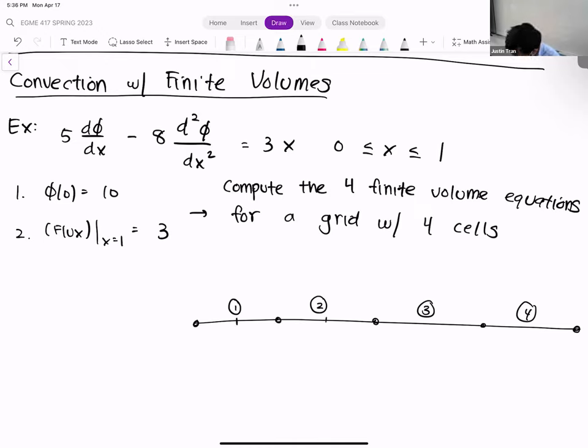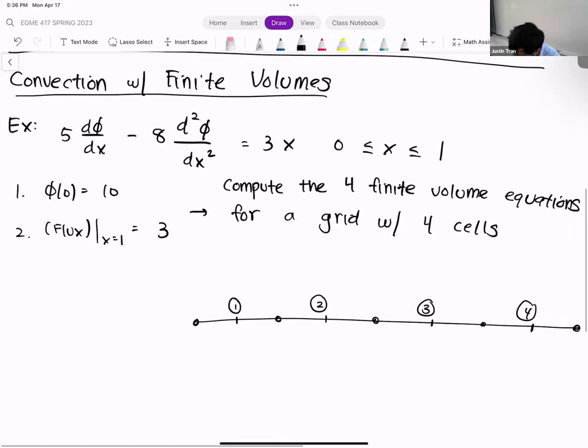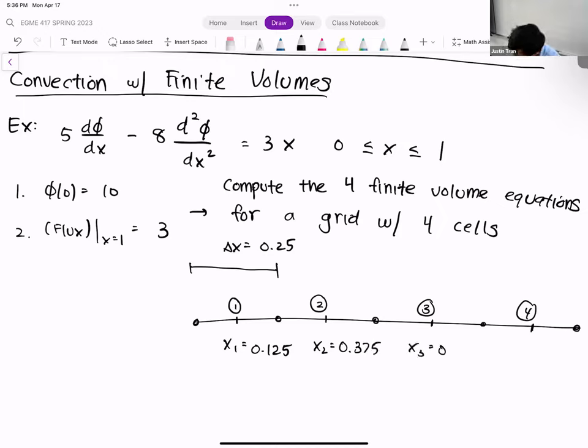Okay. I'm going to go ahead and mark out the locations of the cell centers here. Let's start with x1. With 4 cells, the length of each cell, delta x, is going to be 0.25. It's just the length of our domain, which is 1, divided by the number of cells, which is 4. So that gives 0.25, okay? The cell center for the first cell is going to be 0.125. For cell 2, it's 0.375. For cell 3, we have 0.625. For cell 4, we have 0.875.